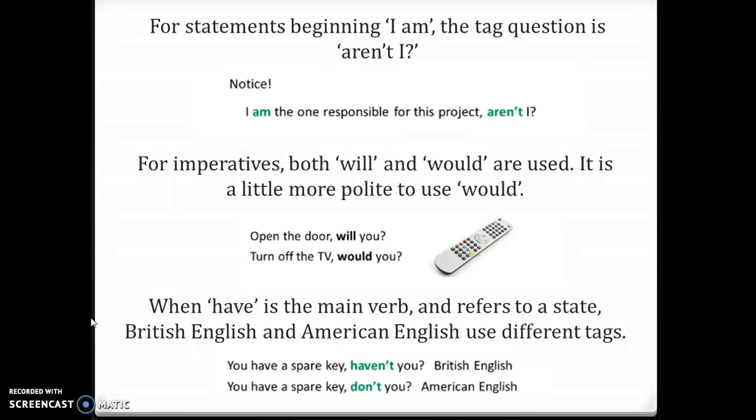When have is the main verb and refers to a state, British English and American English use different tags. You have a spare key, haven't you? This is British English. You have a spare key, don't you? And this is American English.